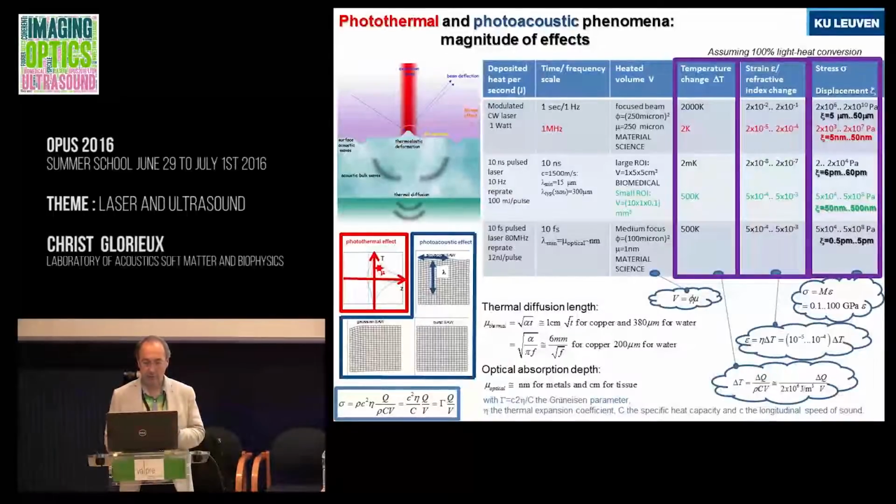It means you are starting to be non-linear in the wave propagation. To be linear in the wave propagation, typically the stress should be smaller than 10⁻⁴ or 10⁻⁵. If you have, yes?